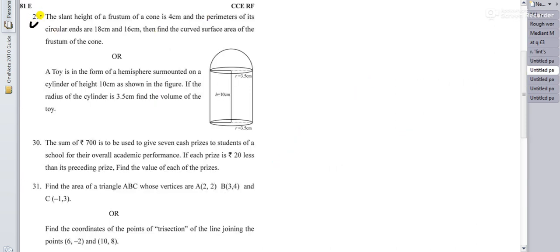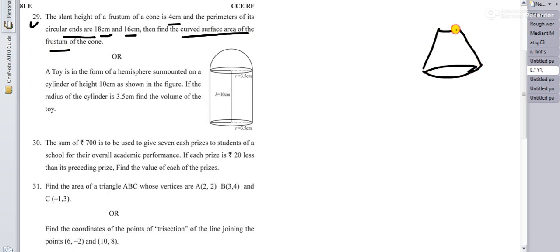Coming to question number 29. What does it say? The slant height of a frustum of a cone is 4 cm and the perimeters of its circular ends are 18 cm and 16 cm. Then find the curved surface area of the frustum of the cone. Draw a rough figure. Imagine this is a frustum. This is the bottom base, and this is the top base.